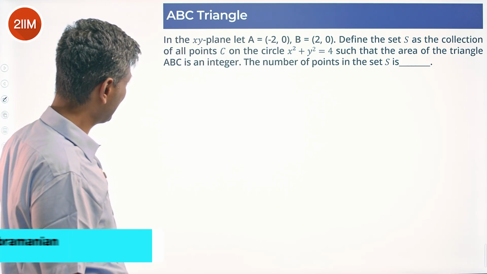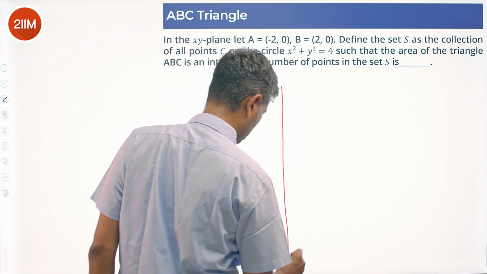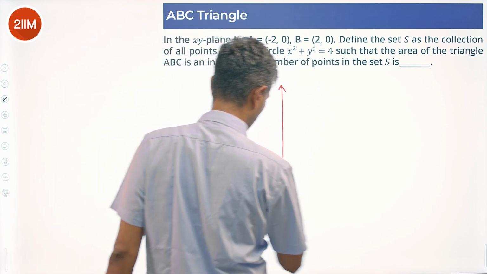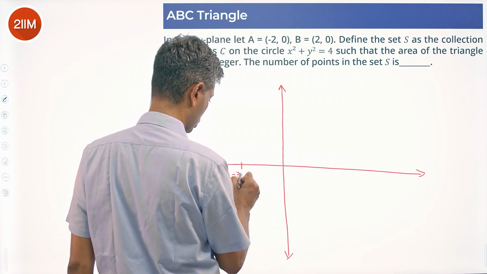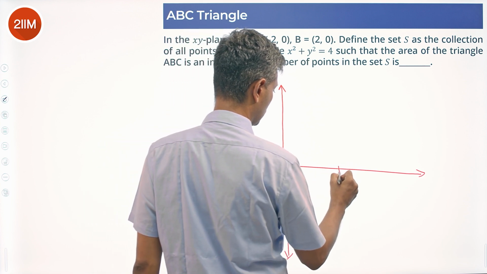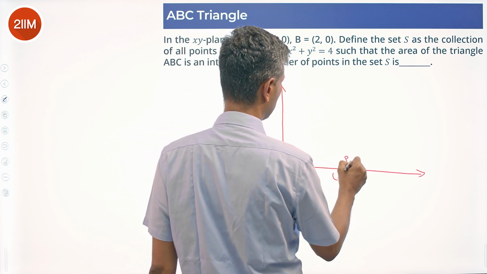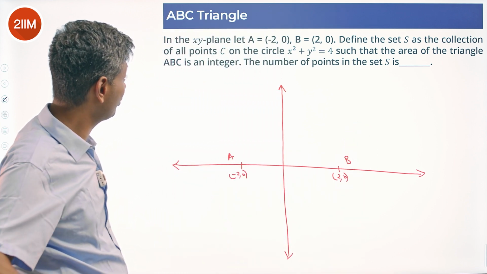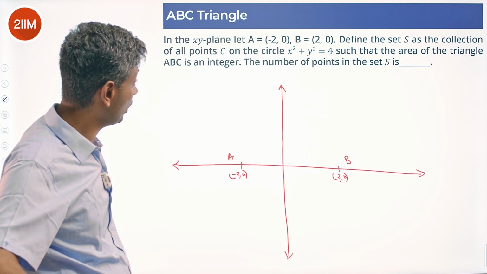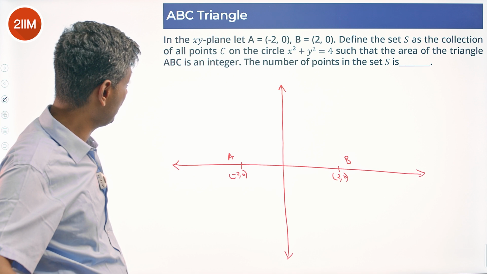In the xy plane, let A be (-2, 0) and B be (2, 0). Okay, do this. Minus 2 comma 0, 2 comma 0. This is A, this is B. Define the set S as the collection of all points C on the circle x squared plus y squared equals 4 such that the area of the triangle ABC is an integer.